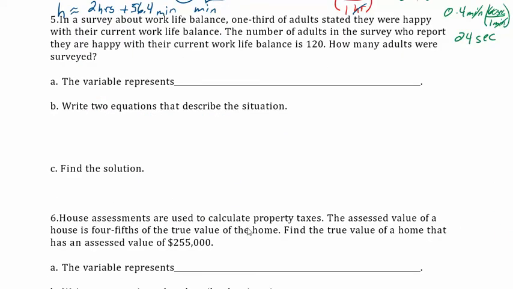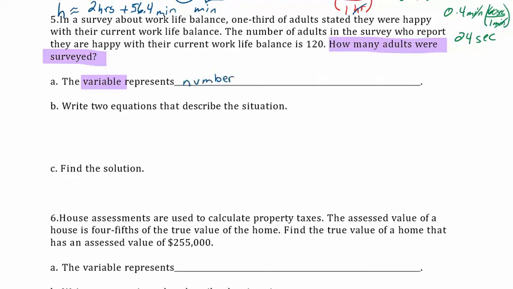Let's look at one of these last two. Let's look at 5, and then I'll leave 6 to you. Number 5: in a survey about work-life balance, 1/3 of adults stated they were happy with their current work-life balance. The number of adults in the survey who report they are happy with their current work-life balance is 120. How many adults were surveyed? All right, what's our variable going to represent? How many adults were surveyed. So let's say number of adults surveyed.